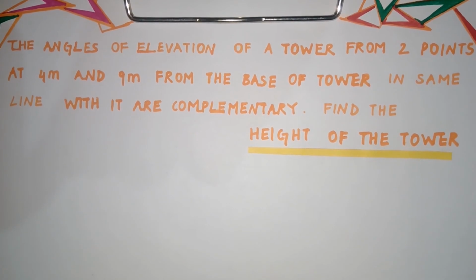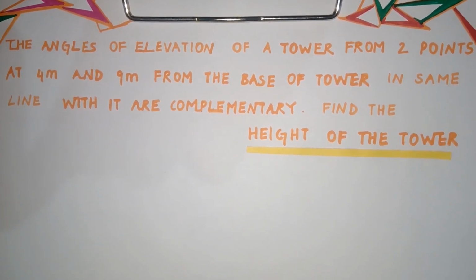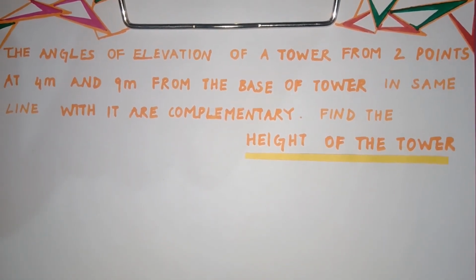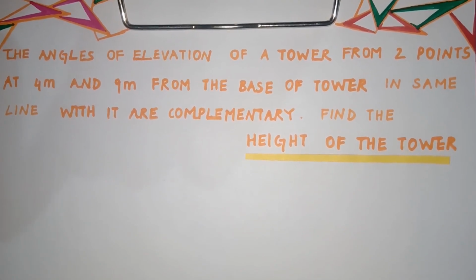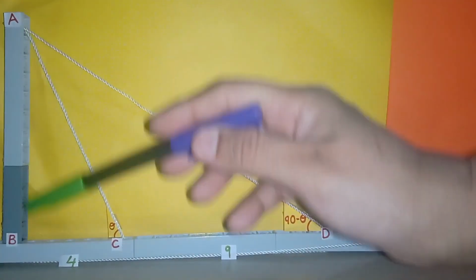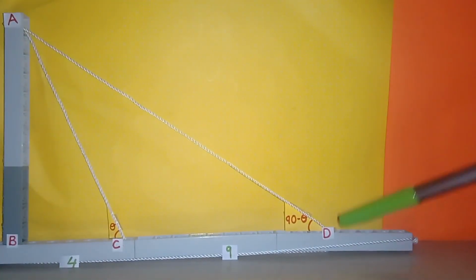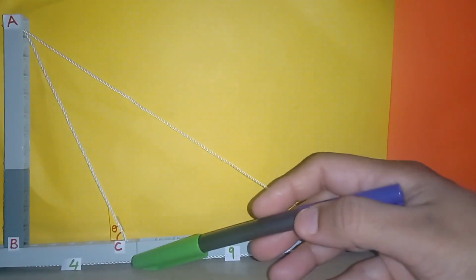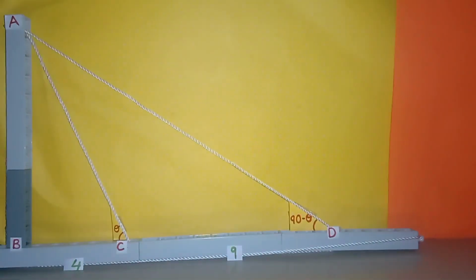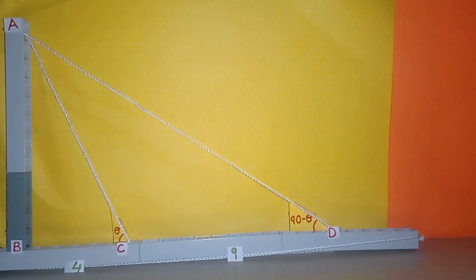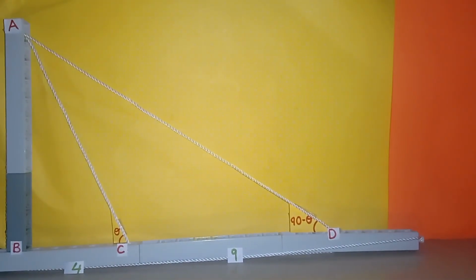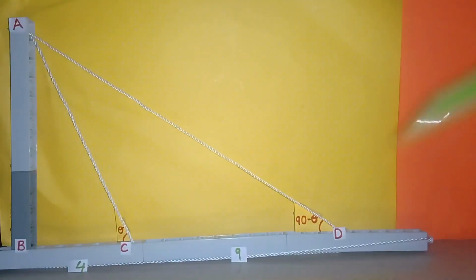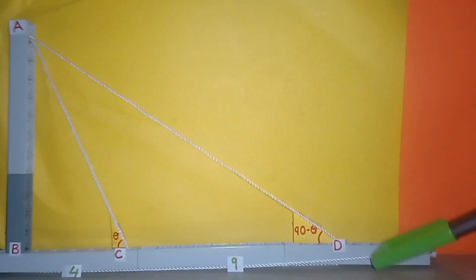The angles of elevation of the top of a tower from two points at distances of 4 meters and 9 meters from the base of the tower, and in the same straight line with it, are complementary. Find the height of the tower. Let AB be the tower, C and D are observation points. The distance between observation point C and the base of the tower is 4 meters, so CB is 4 meters. The distance between observation point D and the base is 9 meters, so DB is 9 meters.